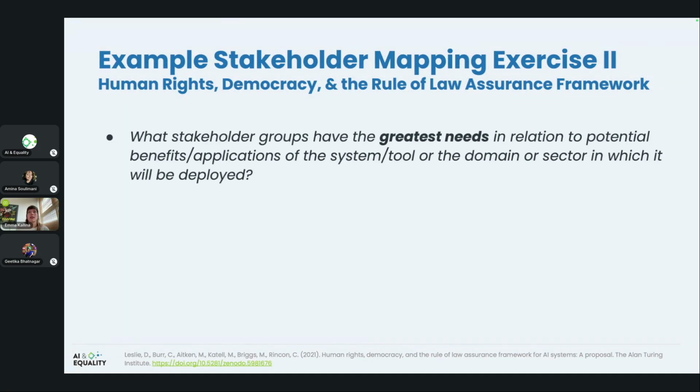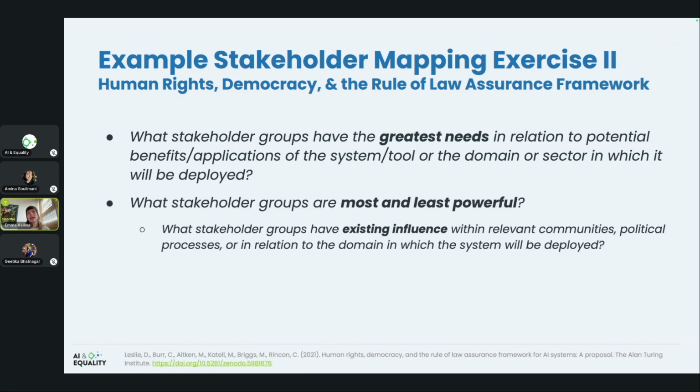And this is another example of a stakeholder mapping exercise where I think this is quite interesting to ask which groups are the most and least powerful, who has existing influence and who doesn't, but also to generally ask who has the greatest needs in relation to potential benefits or applications of the system. I think this gives quite a nice idea on who to focus on.